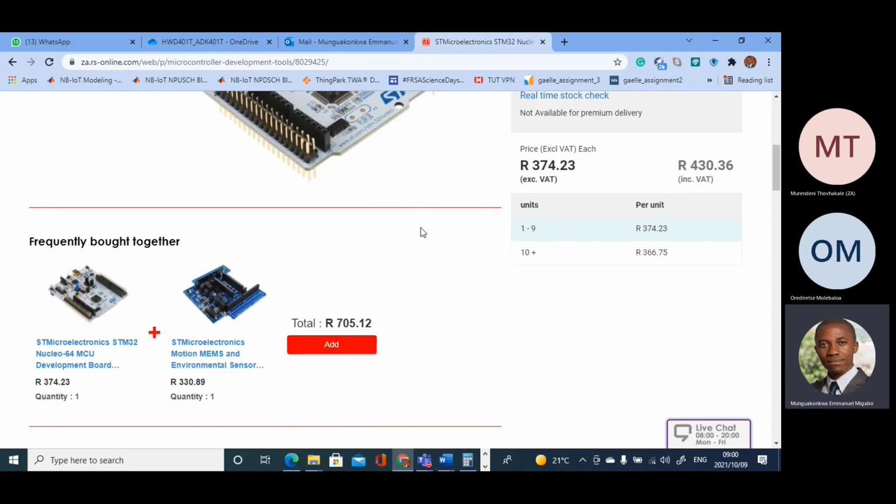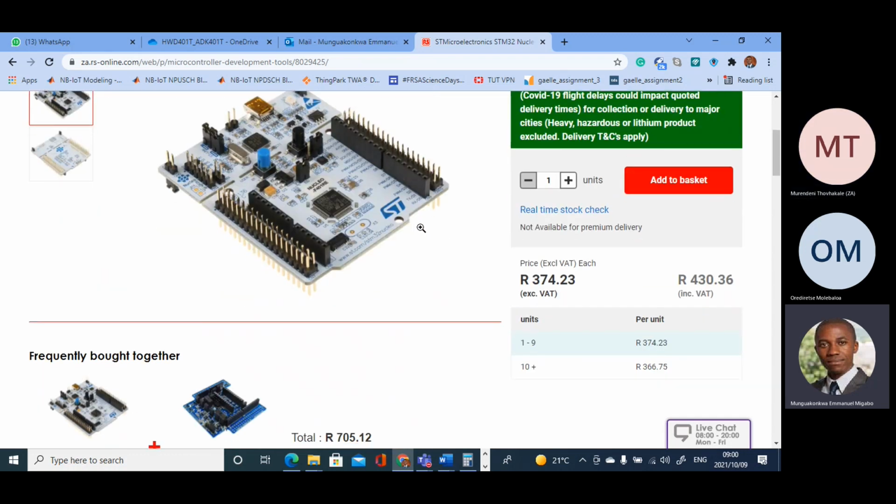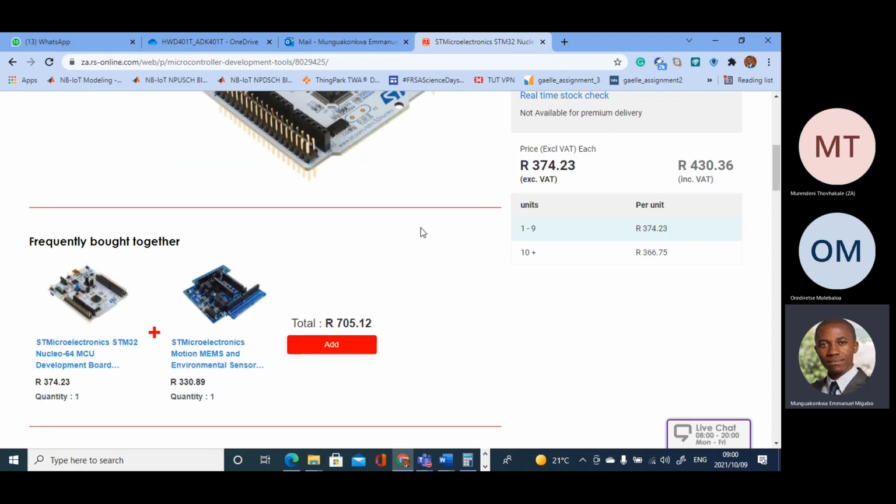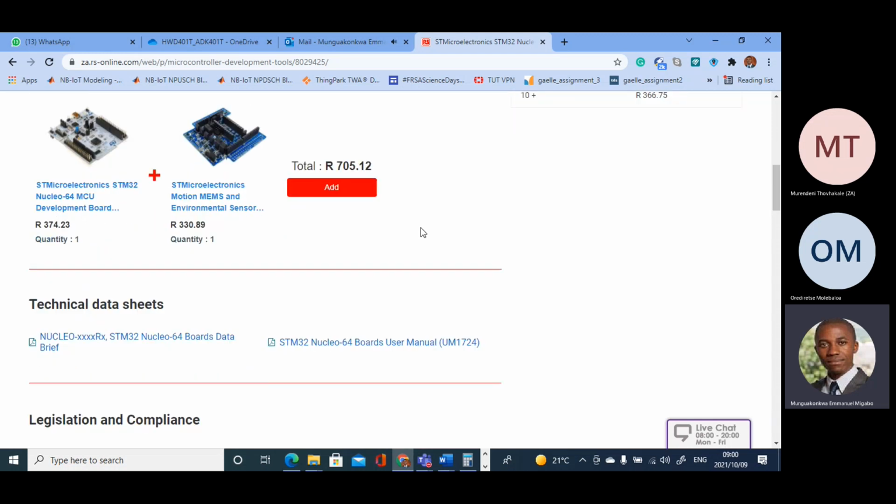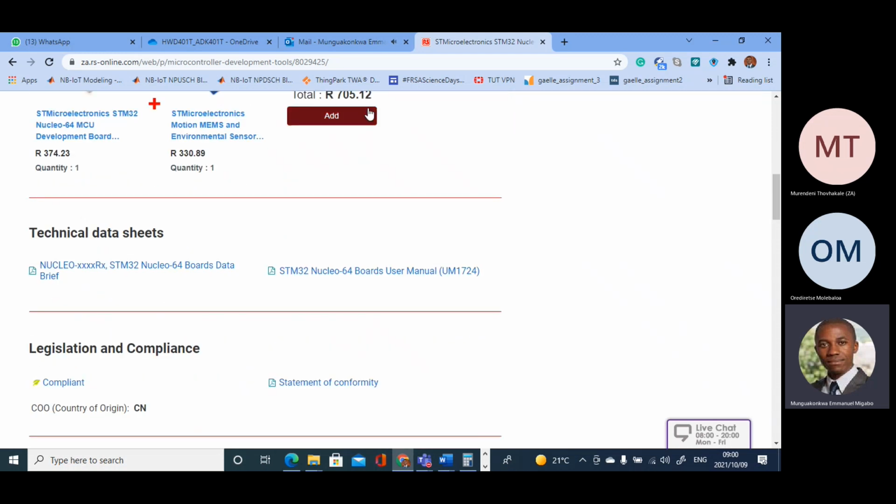Okay, but it's okay. So yeah, that is the dev board we'll use for this. We can get some technical data sheet documents for it. We need them basically. We have a data brief, and we need a user manual, of course.